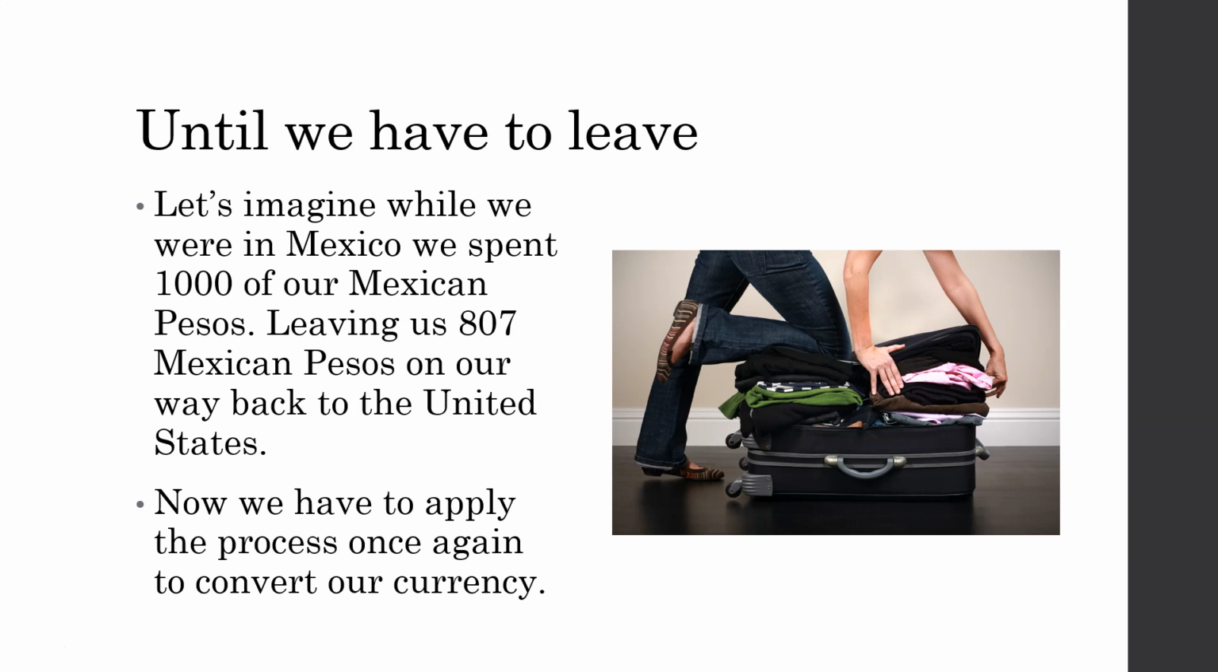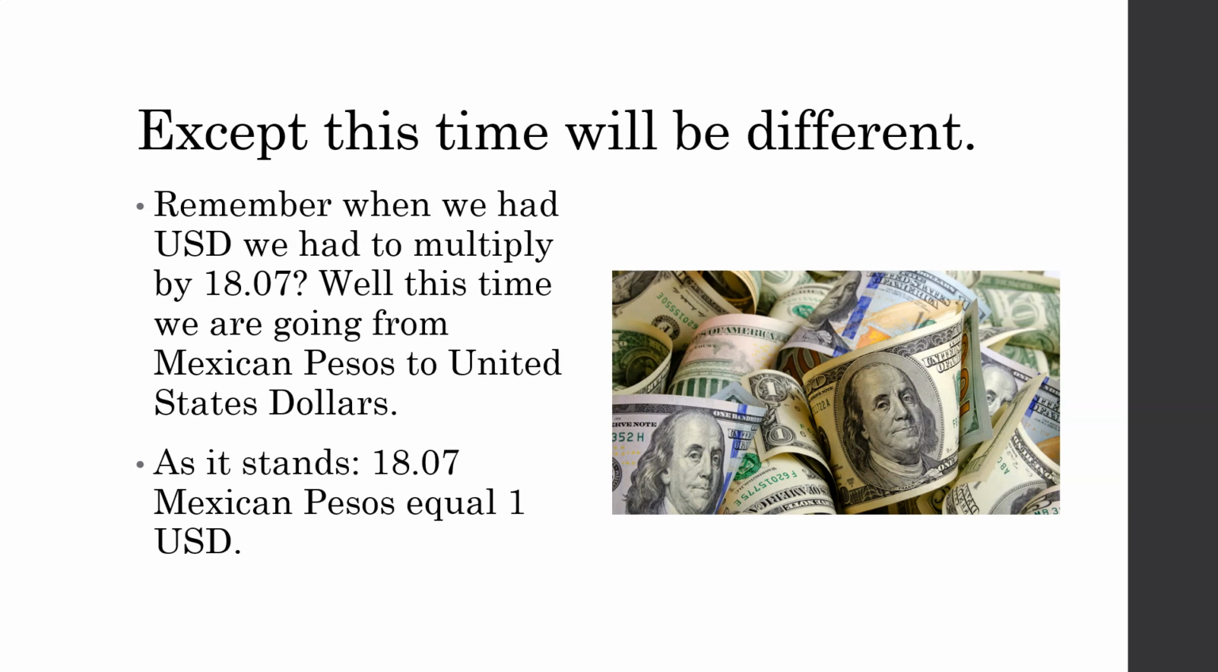Now we have to apply the same process once again to convert our currency, but this time we have to do it in reverse. Remember when we had to multiply, for every dollar we had in USD, we had to multiply it by 18.07? Well, this time we're going to be doing the reverse. We're going from Mexican pesos to US dollars. The conversion rate is still the same. We just have to do it in reverse.